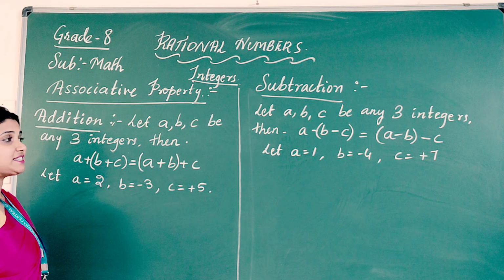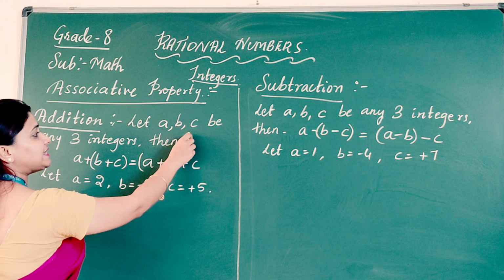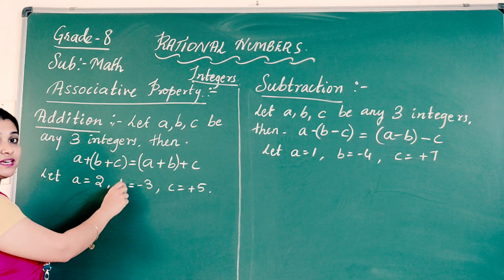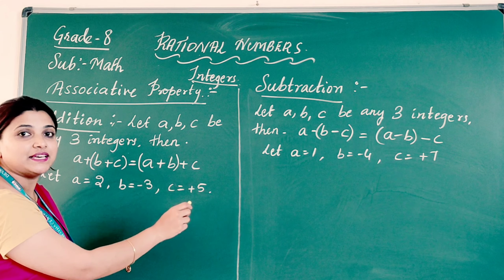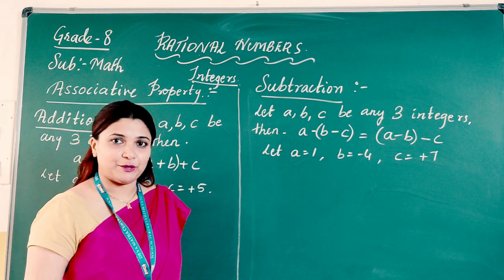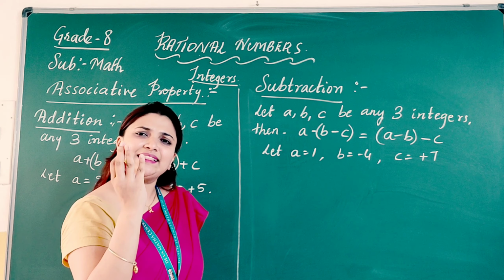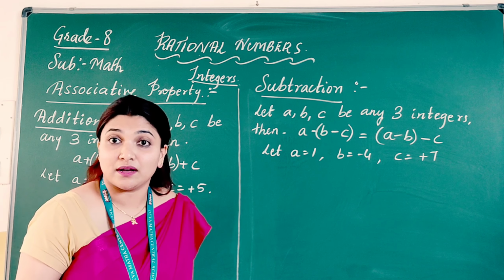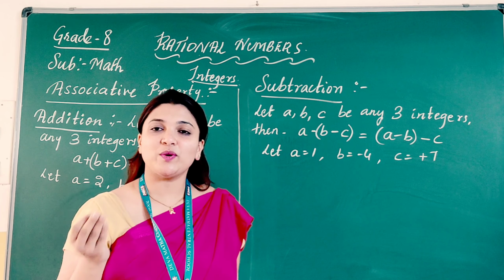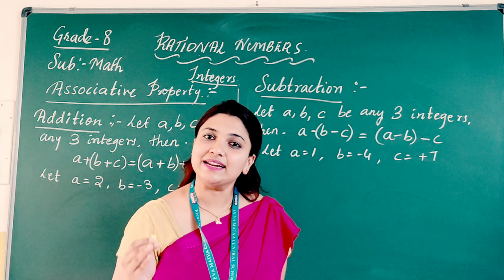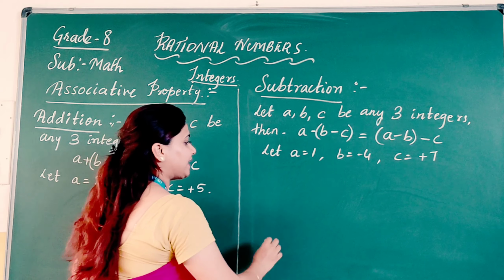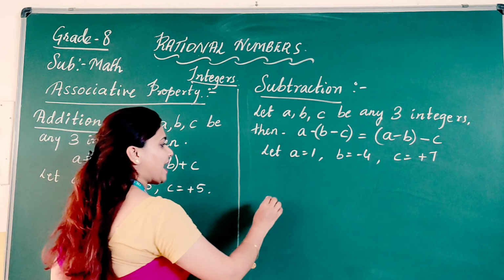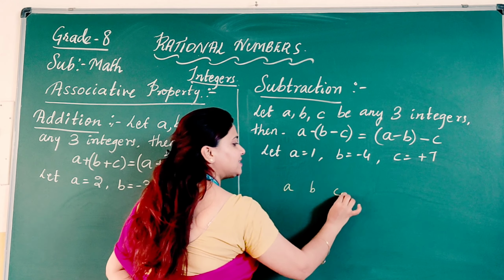Now, the associative property of addition states that if A, B, C are any three integers, then (A + B) + C is equal to A + (B + C). An easy way I tell you: take any three attributes. I have taken A, B and C, but that doesn't mean you can't take U, V, W or X, Y, Z. You can take those. We have just defined it in terms of A, B and C. So first we take any three integers, and I'll just take them as alphabets.